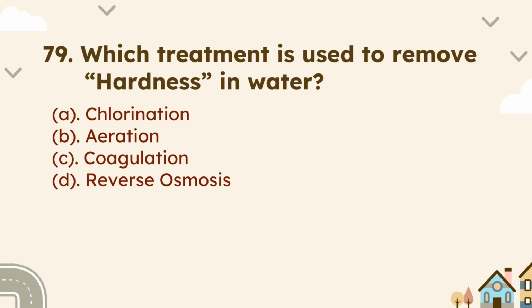Next question is, which treatment is used to remove hardness in water? So let's see all the options one by one. Option A is chlorination, and it is the process of adding chlorine to kill bacteria, viruses and other microorganisms that can cause diseases. Option B is aeration, which means adding oxygen to the water. Option C is coagulation, and it is used to remove impurities from water. Last option is reverse osmosis, and it is used to treat hard water. Therefore, the correct answer of this question is option D, reverse osmosis, which is used to remove hardness in the water.